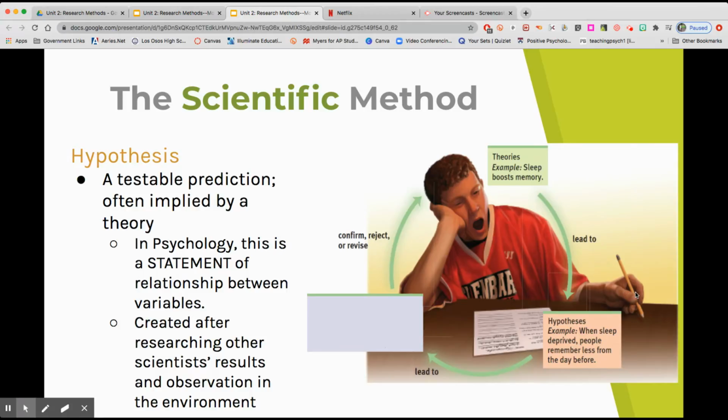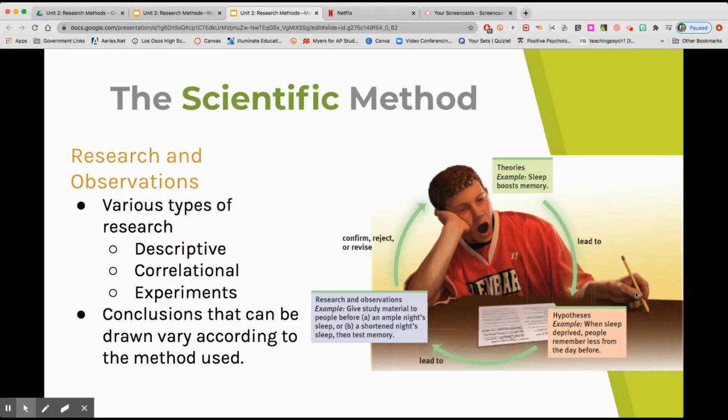So if the theory was sleep boosts memory, our prediction here, that's what our hypothesis is, a testable prediction, says when sleep deprived, people remember less from the day before. So notice it's a little bit more specific derivative of that theory. And again, key thing is it's testable and it's a prediction. So once we've made that prediction, we need to figure out, is this actually true?